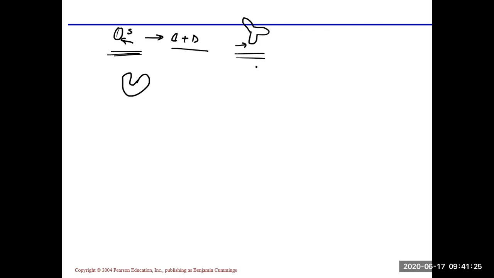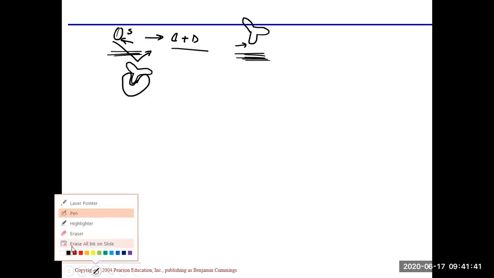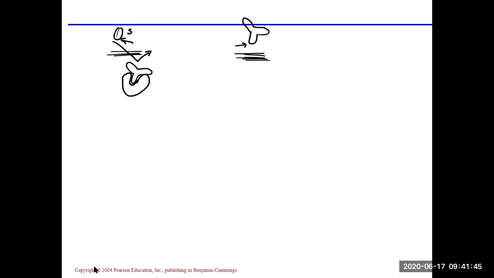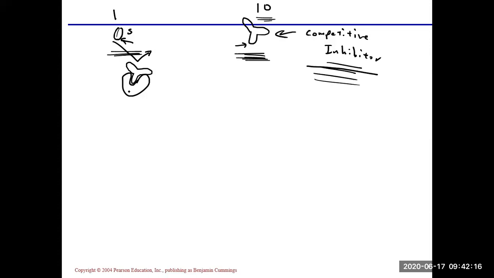But if you have another molecule binding in here and blocking in here, now the substrate has nowhere to bind. As a result, you're not going to get that much product. These are called competitive inhibitors. Competitive inhibitors compete for the active site. So the more competitive inhibitor you have, the less product you will have. For example, you have 10 of these but one of these. Obviously, there's more probability for these to attach to the enzyme. So your reaction rate is not going to be as fast.